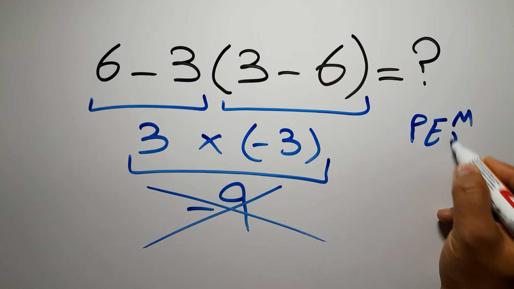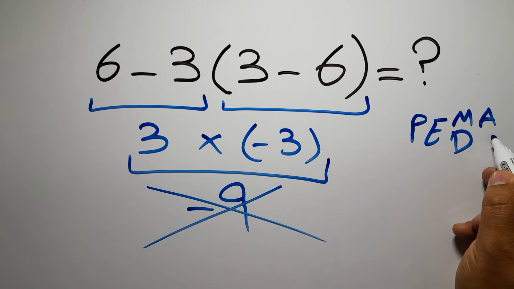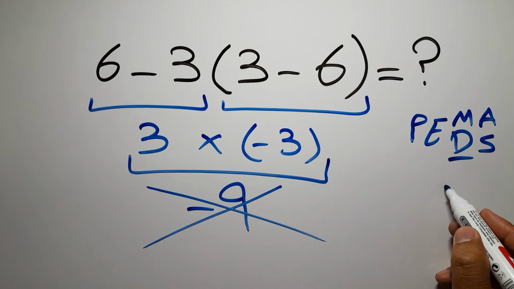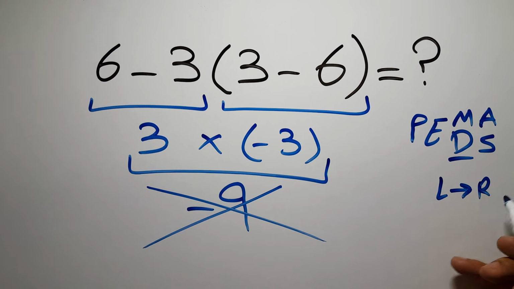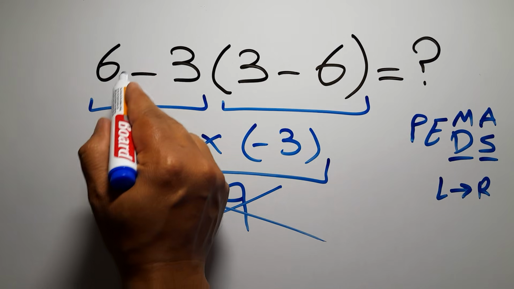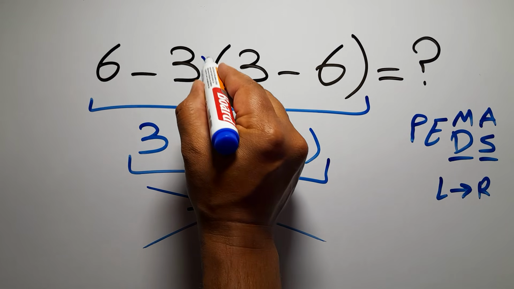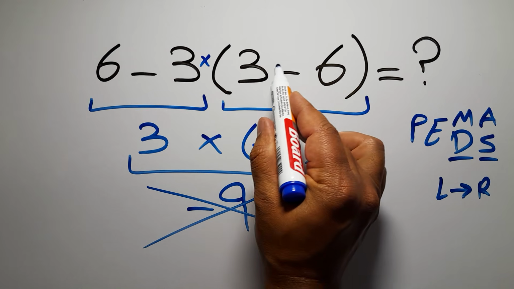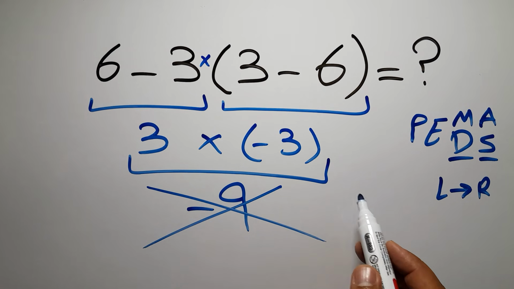exponents, then multiplication or division, and finally addition or subtraction. Remember that multiplication and division have equal priority and we have to work from left to right, and the same applies to addition and subtraction. In this expression we have one subtraction, one multiplication, and this parentheses. Inside this parentheses we have just one subtraction.